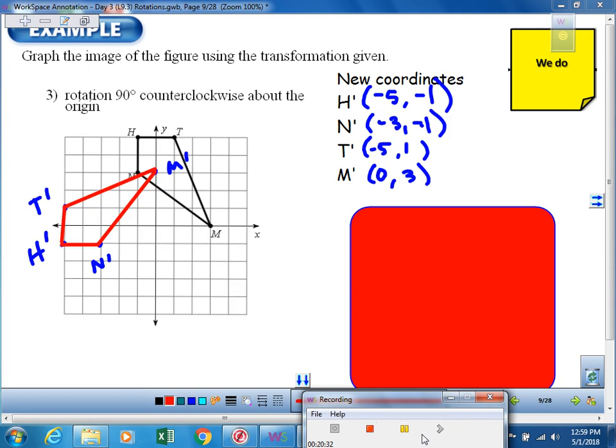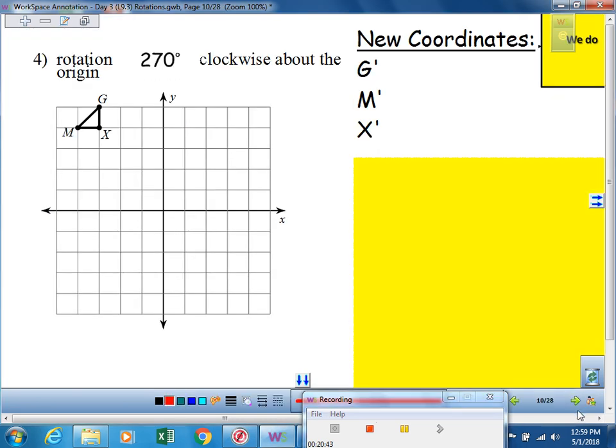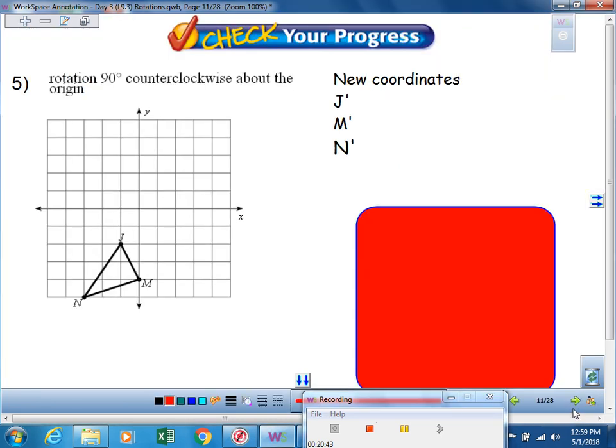Yes, question? Oh, we are not doing the algebraic rules for rotation. All right, you don't have that one. Okay, I want you to do this one: 90 degrees counterclockwise about the origin.